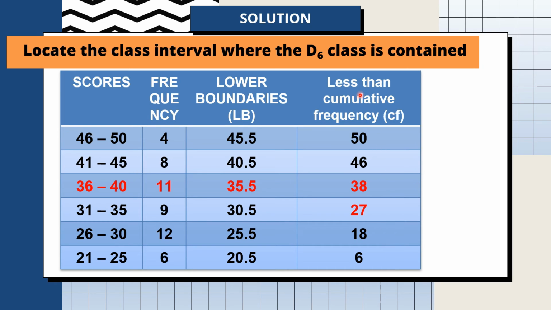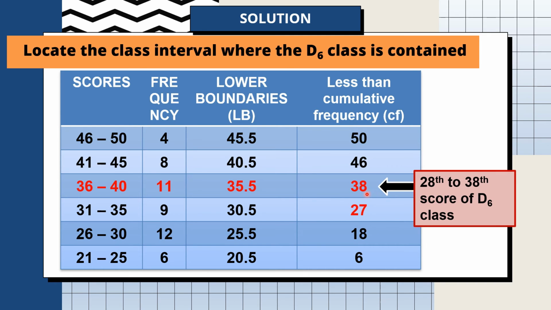Tignan ulit natin sa ating less than cumulative frequency kung saan belong yung ating 30, yung pang 30 na score. So, kung mapapansin, we have here 27, pero hindi pa siya enough, hindi pa pasok dito yung 30, so it means yung kasunod niya, which is 38. It means kasi dito papasok yung 28 to 38 score. So, it means yung 36 to 40, ito yung ating D sub 6 class interval.